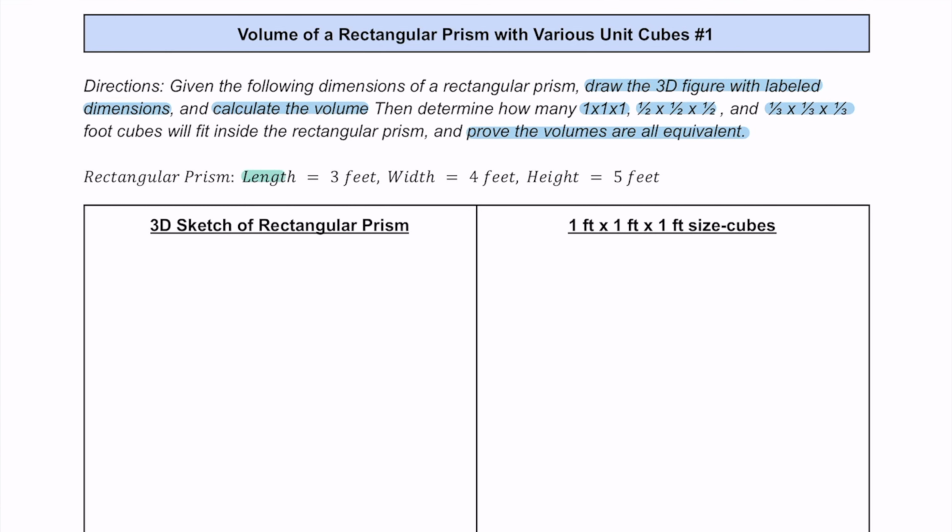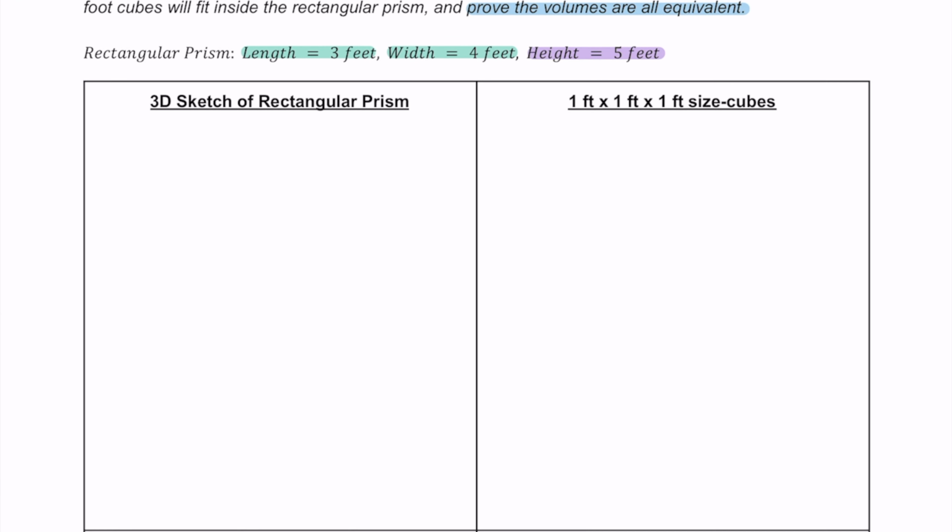The length of this rectangular prism is going to be 3 feet long. The width is going to be 4 feet wide. And then we're going to have a height of 5 feet. Let's start sketching this out together.